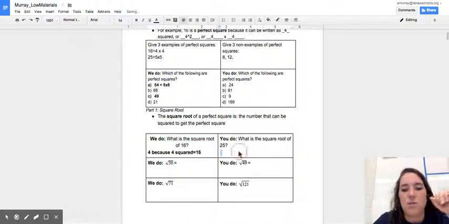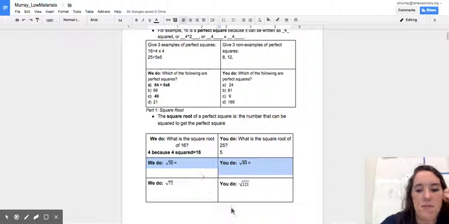So then what is the square root of 25? Right, the square root of 25 will be 5. Go ahead and finish up these 2 problems, the square root of 36 and the square root of 47.